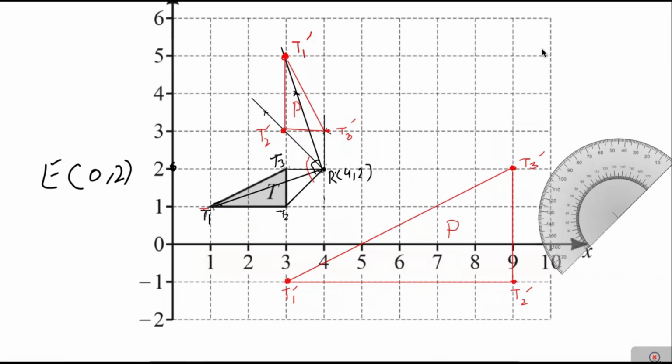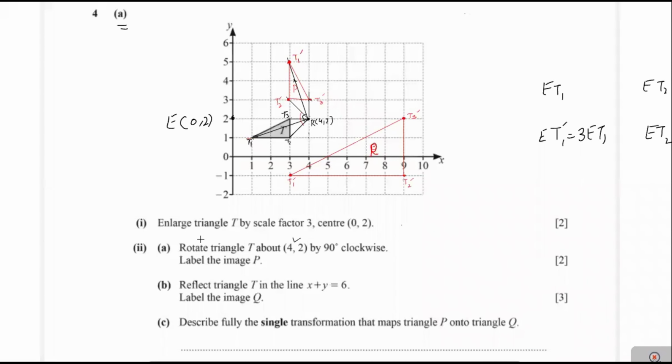Now next is question number 4, part 2 and part B. Reflect triangle T in the line x plus y equal to 6. Label the image Q. Now firstly we draw the line x plus y equal to 6. Now we take the points x and y. You see here if x is 0, the y will be 6.